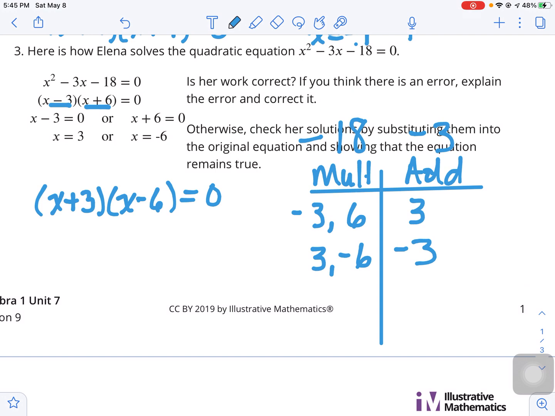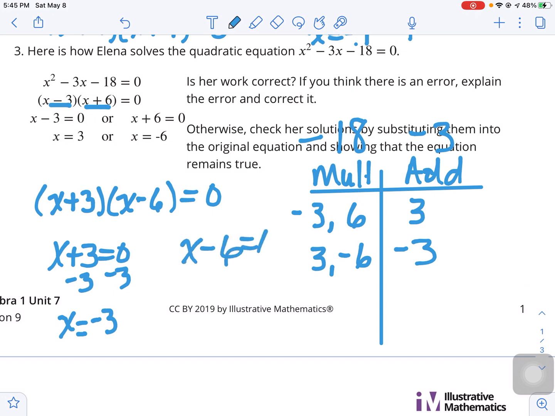And then when she solves these, x plus 3 equals 0. You would subtract 3 from both sides, and you get x equals negative 3. And if you solve this, x minus 6 is equal to 0. You would add 6 to both sides, and you get x is equal to a positive 6. So this should be x equals positive 6, and this should be x equals negative 3. And so this is where she went wrong, right in there.